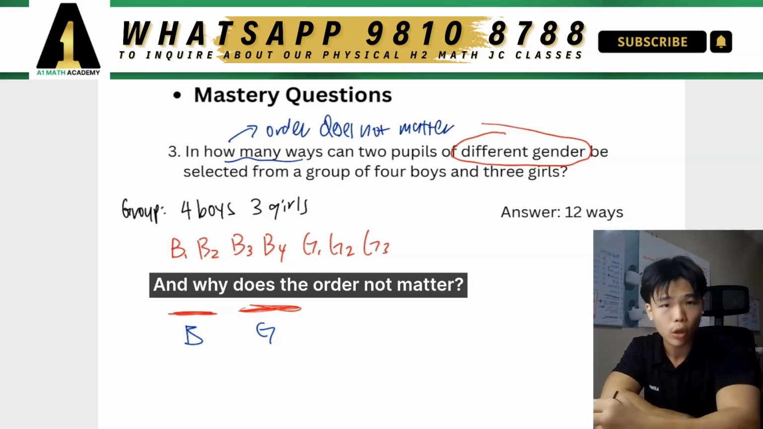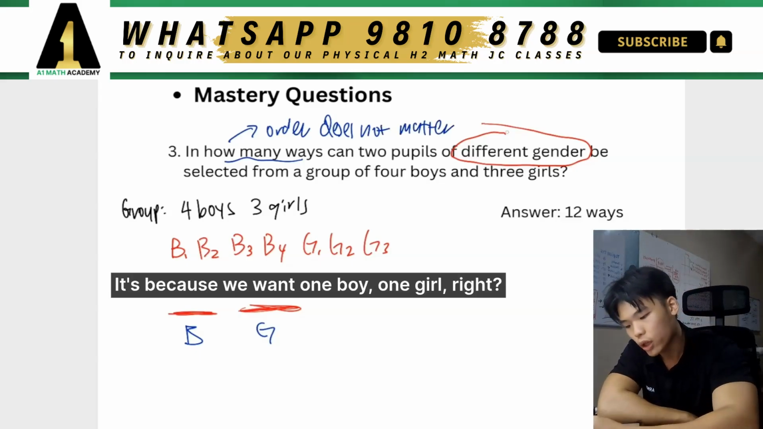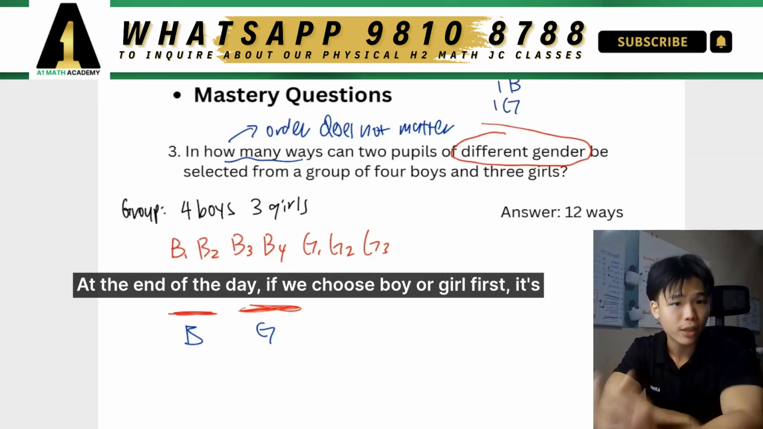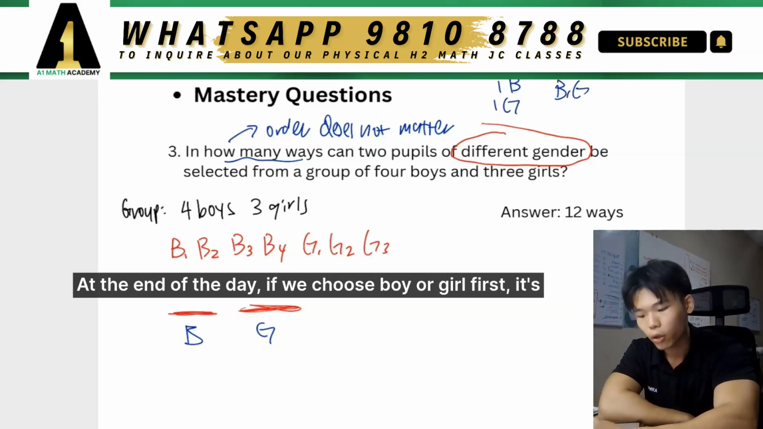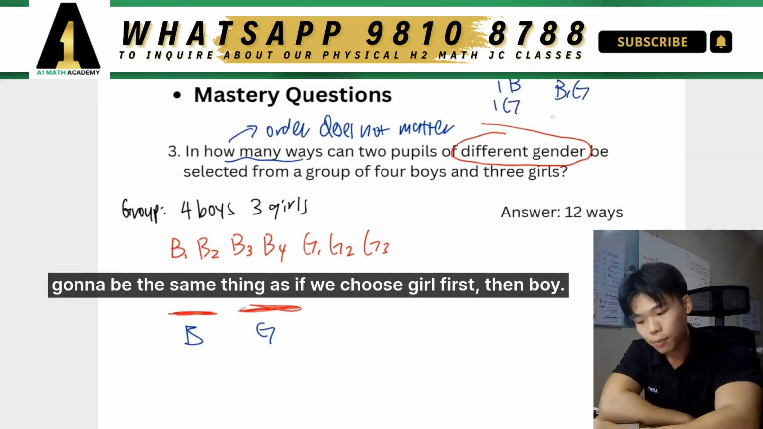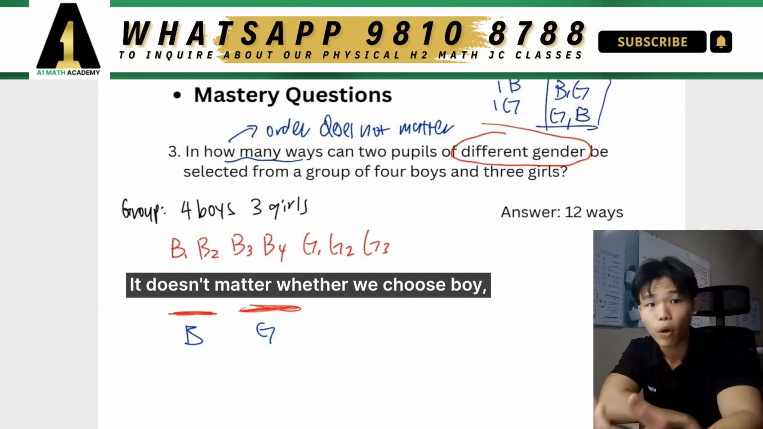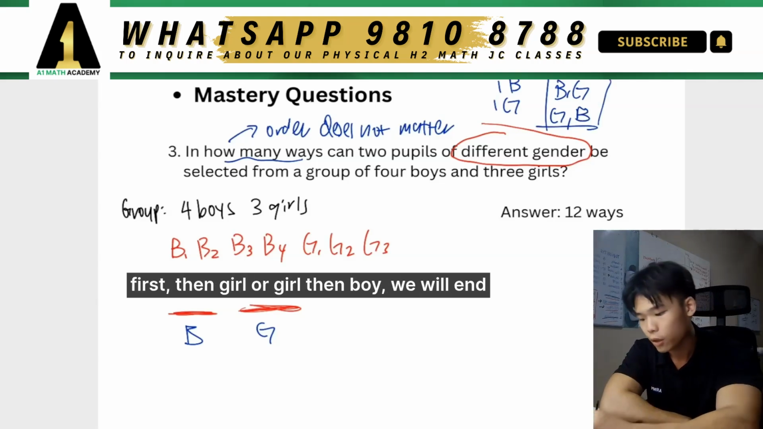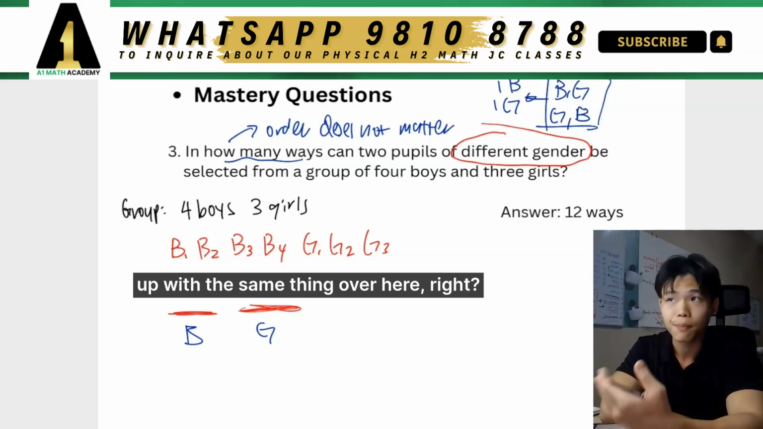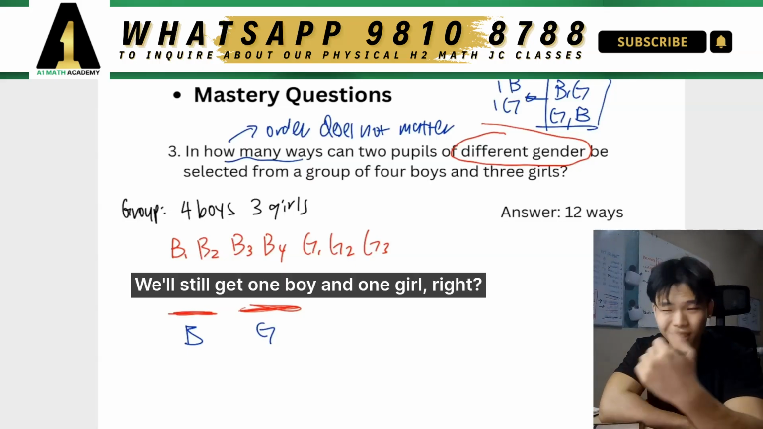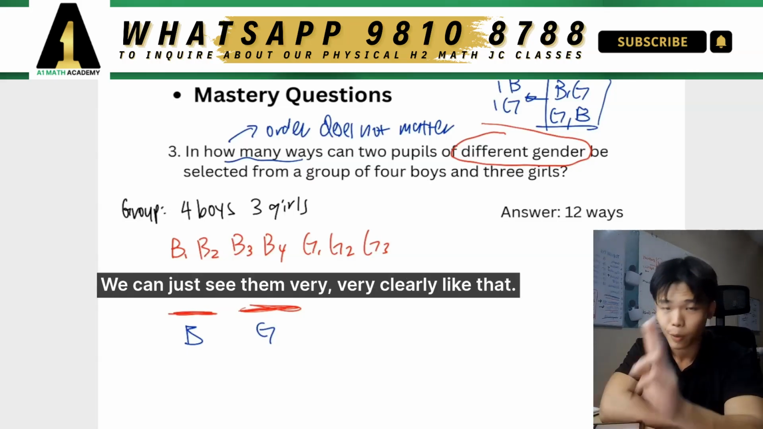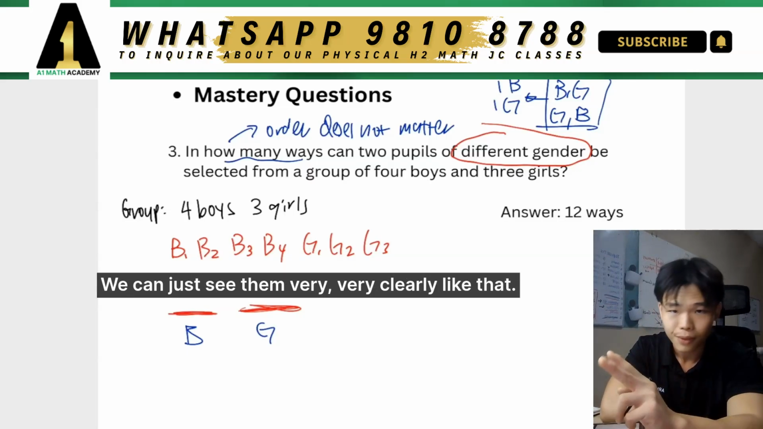And why does the order not matter? It's because we want 1 boy, 1 girl, right? At the end of the day, if we choose boy first, it's going to be the same thing as if we choose girl first then boy. It doesn't matter whether we choose boy first then girl or girl then boy, we will end up with the same thing over here. We'll still get 1 boy and 1 girl. We can just see them very, very clearly like that.